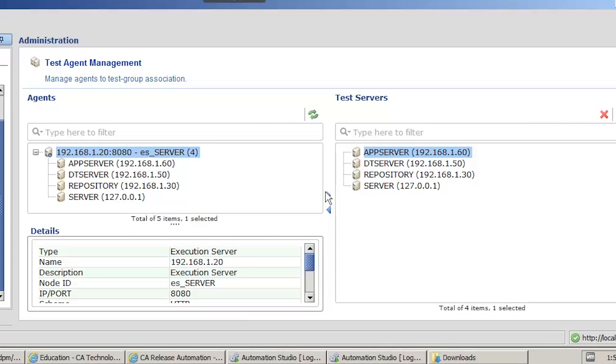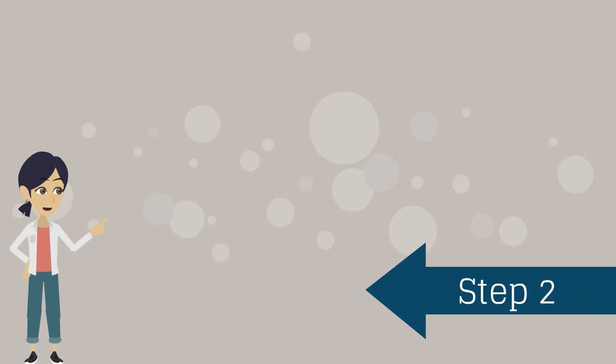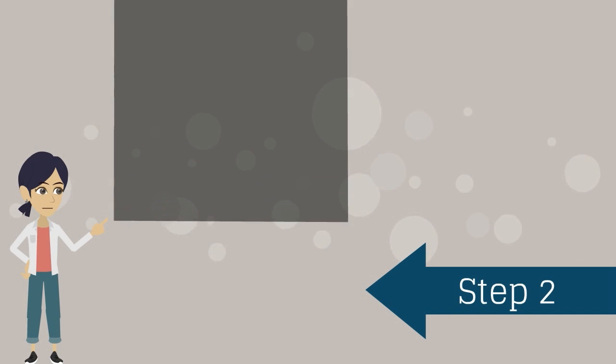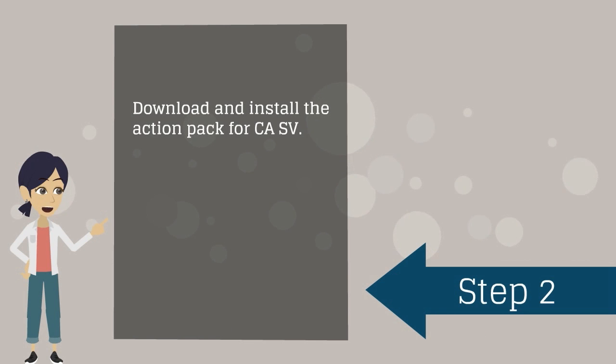Next, click Test Agent Management. Select the DT server, and click the arrow icon. Here, you have added the agent to test servers. This completes step 2. Now that you have installed the agent on DevTest server, next you need to download and install the action pack for CASV.